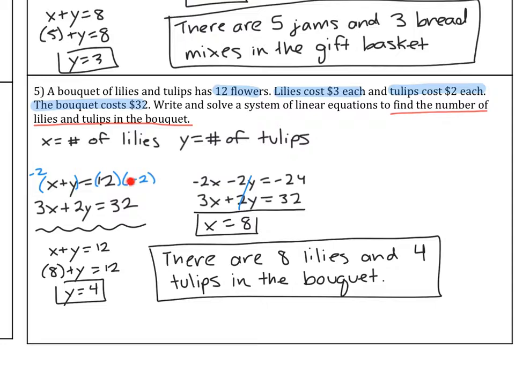I did elimination again. I multiplied the top equation by -2, added vertically, and I got x equals 8. And then I substituted that into the first equation to get y equals 4. So there are 8 lilies and 4 tulips in the bouquet.